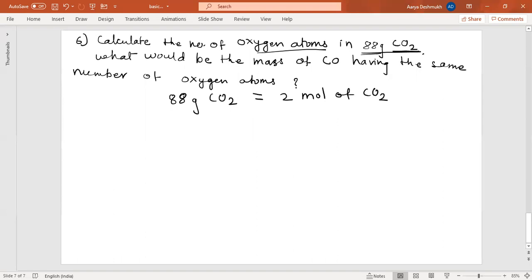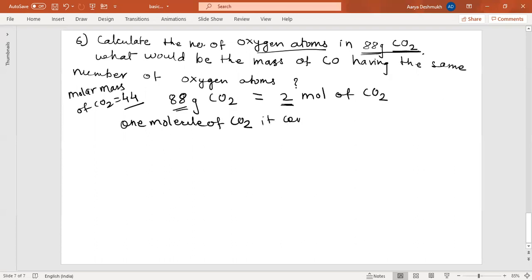Isn't it? 32 plus 12, which is coming out to be 44. Means molar mass of CO2 is 44. So 44 into 2 means 88. So 1 mole is 44, so 2 moles will be equal to 88 grams. So 88 grams of CO2 is nothing but equal to 2 moles of CO2 here. Now here, one molecule of CO2 consists of 2 oxygen atoms.